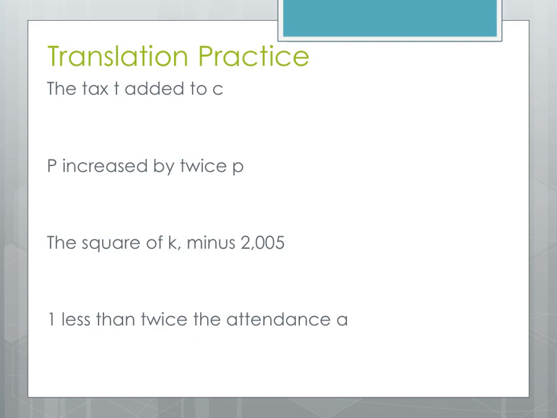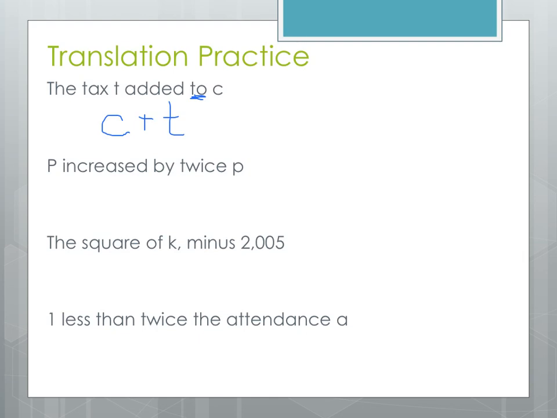We're going to translate each of these 4 phrases into an algebraic expression. So let's start with the first one. The tax T added to C. Now remember, to was one of those words that we had to look out for because that meant our order was going to switch. So we're going to start with C. C is going to be first, and then we're going to add to that T.